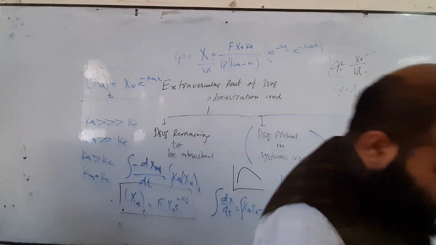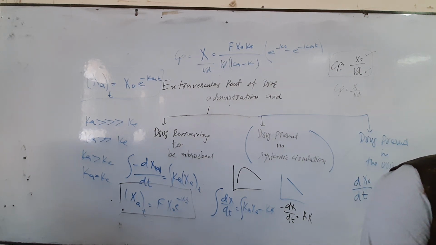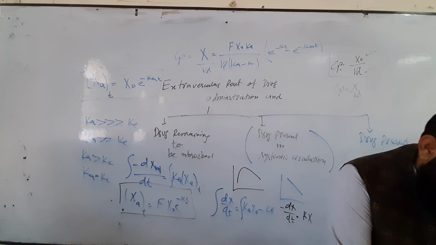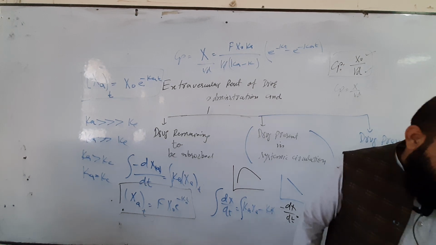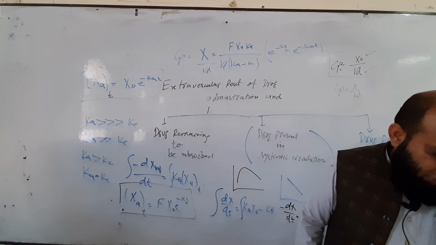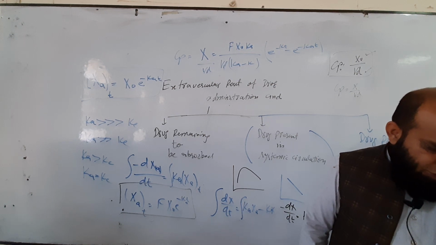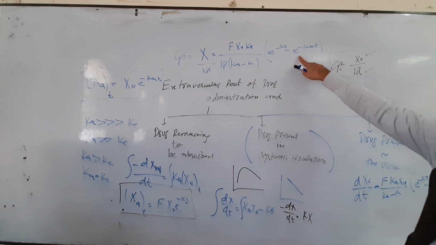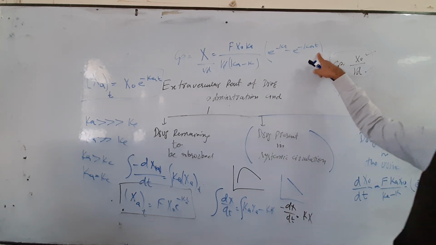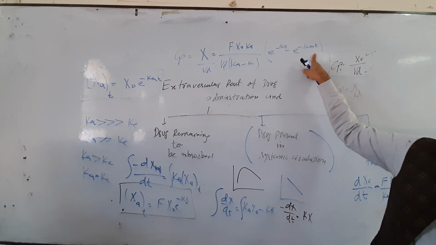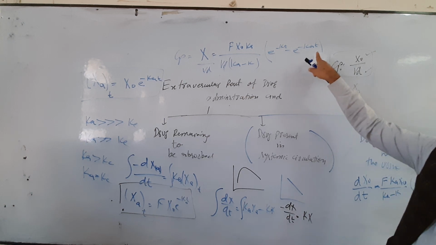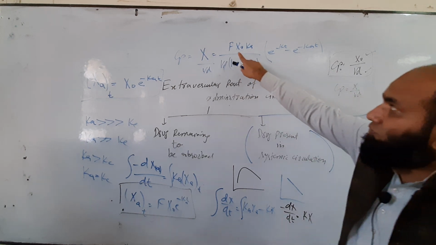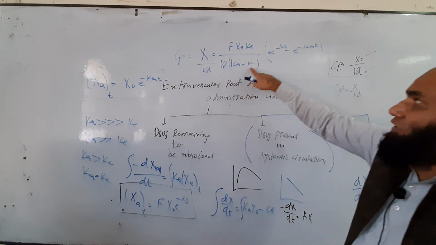So the equation can be converted into a simpler one. The first-order elimination constant may be determined at later time intervals, when drug absorption has been completed. Then, assuming the complete drug is absorbed and present only in the systemic circulation, we can remove this term, and the equation becomes Fx naught Ka over Vd into Ka minus K.